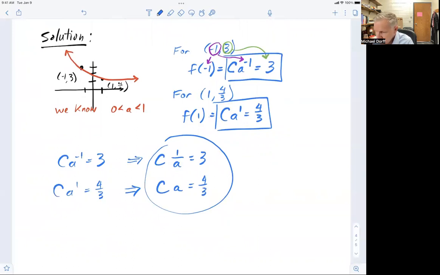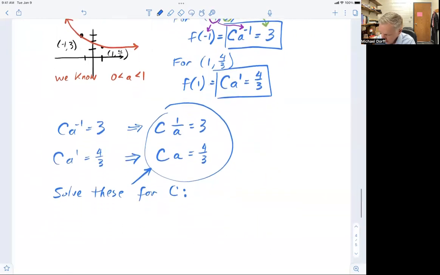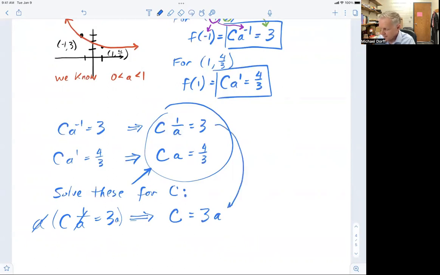All right. Well, let's solve for C. So we're going to solve these equations for C, and that means we're going to get C by itself. So C times 1/A equals 3. I want to get rid of the A on the left, so I do that by multiplying both sides by A. When I do that, I get A times C times 1/A, and these cancel each other out. I get C, and on the right side I get 3A. So C times 1/A equals 3 is the same thing as C equals 3A.